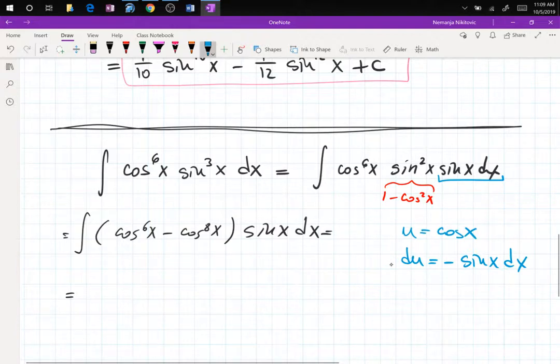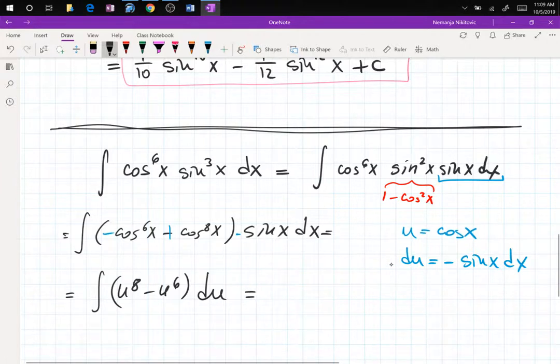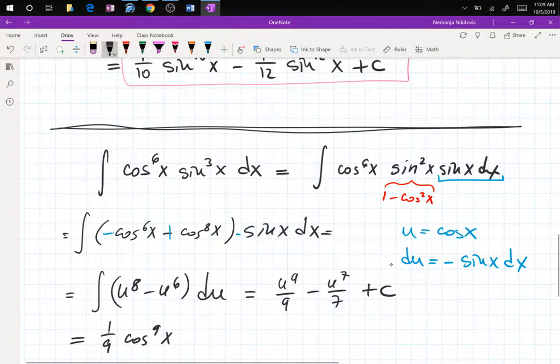you need a negative sign, right? So if you put a negative there, you have to put the negative in front, which will actually just change these guys. So what we have now is u to the 8 minus u to the 6, just change their spots, right? So you list the positive one first, and that is going to be now u to the 9 over 9 minus u to the 7 over 7 plus c. Bring the cosines in, so 1 over 9 cosine to the 9x minus 1 over 7 cosine 7x plus c.